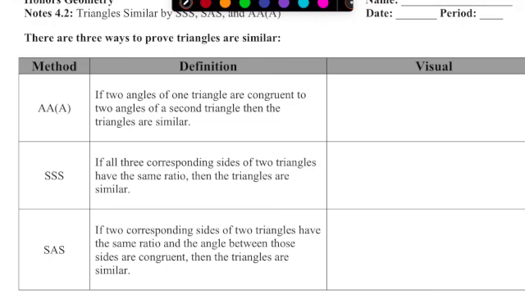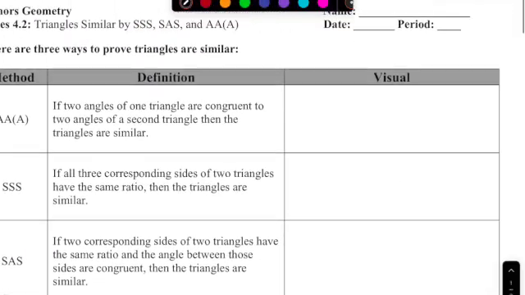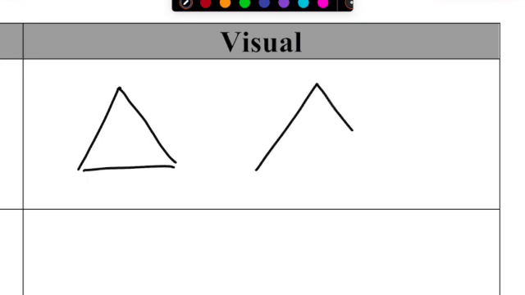It says, if two angles of one triangle are congruent to two angles of a second triangle, then the triangles are similar. And that kind of makes sense, right? So here's a visual for you. We only need two of the three angles because if we know two angles, then we automatically know the third angle. So here we have one triangle, another one. This angle is 100. This angle is 100. I know that this angle is 50. And this angle is 50.